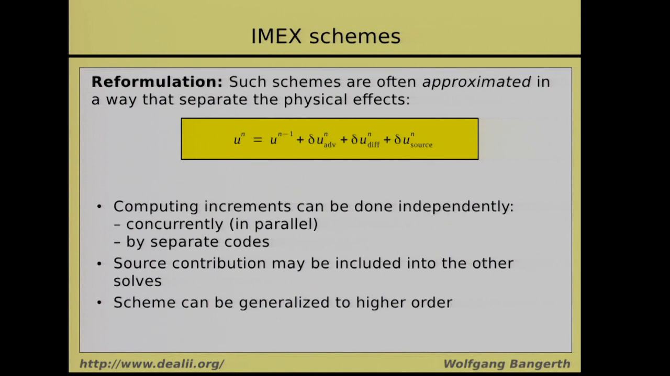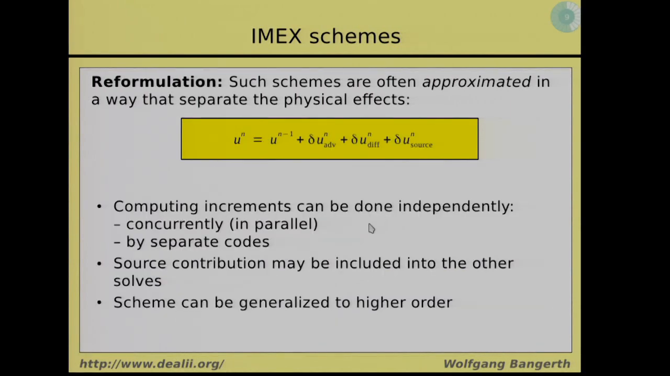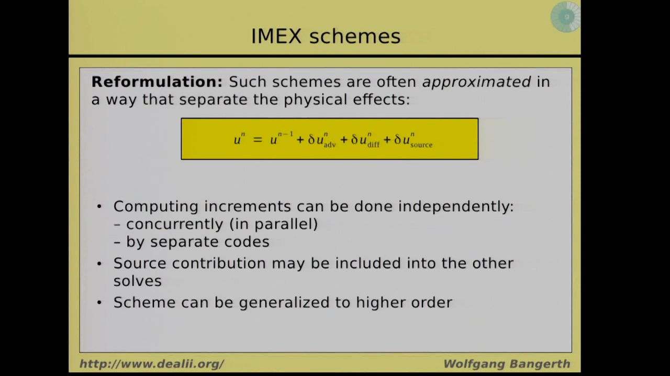This method, of course, incurs an error, right? So if I go from up here to down here, I've made an approximation, namely that I don't have un here, but I have only un minus 1 plus delta un here. There is an error involved in this, and I can generalize these sorts of schemes to higher order that ameliorate that error. So that's how we think about these IMEX schemes.